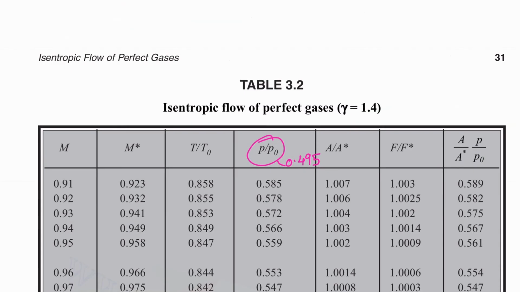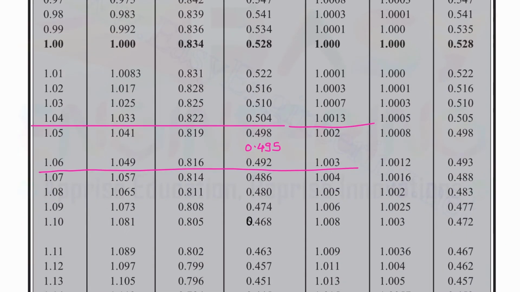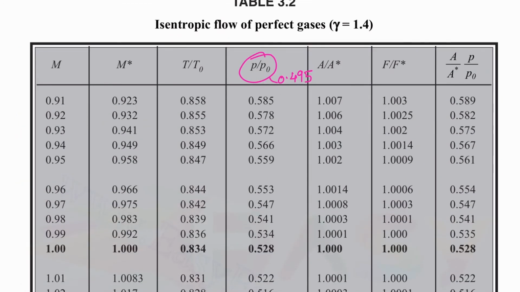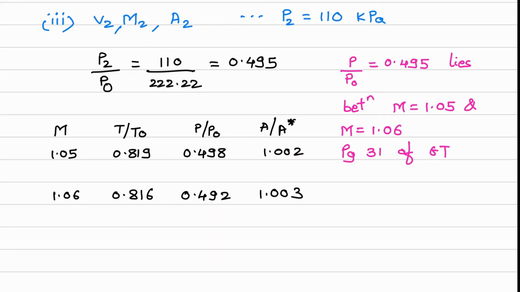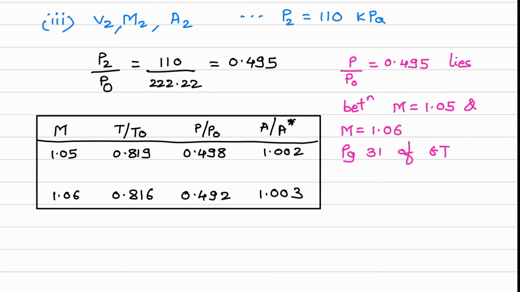So if you go to this table, okay, this part I have taken the values till area ratio. Okay, M, then T by T0, P by P0, A by A star. Okay, these values I have taken. So now what I have to do here, I'll complete the table. Okay, so we require the P by P0 ratio which we have calculated. It is 0.495. So I'll write it down over here. 0.495.